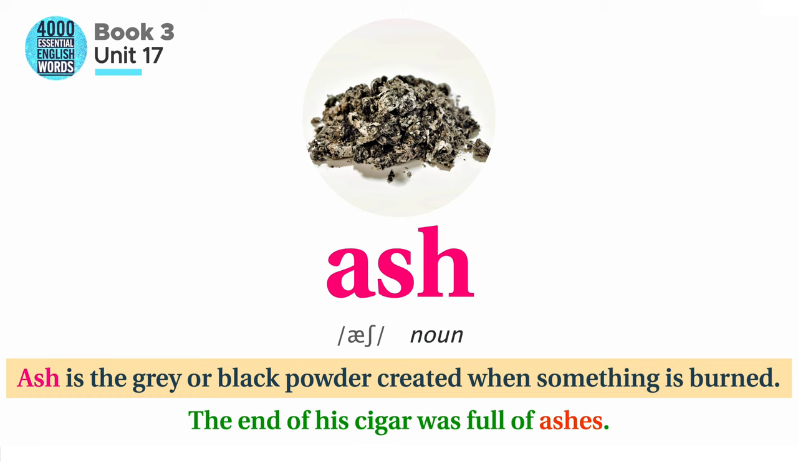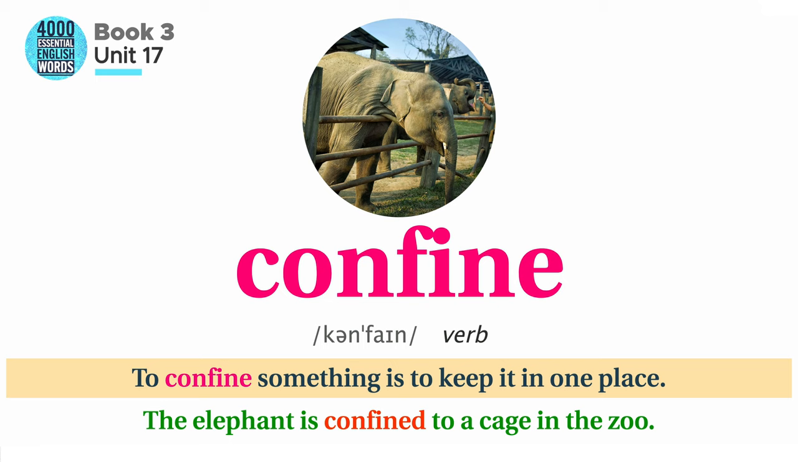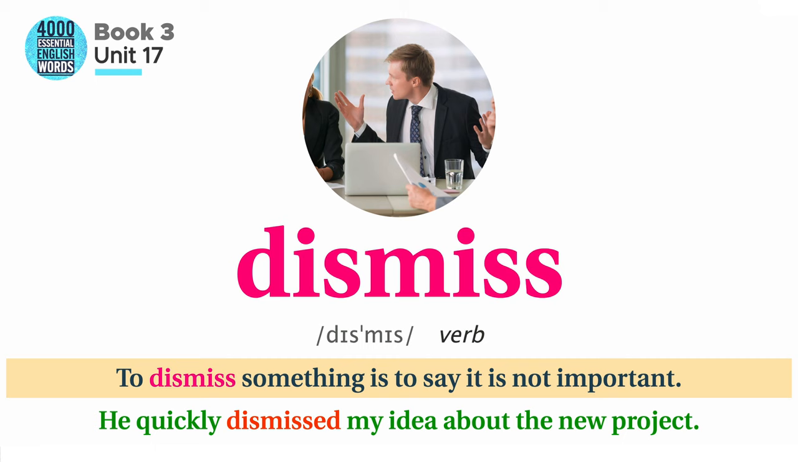Confine. To confine something is to keep it in one place. The elephant is confined to a cage in the zoo. Dismiss. To dismiss something is to say it is not important. He quickly dismissed my idea about the new project.